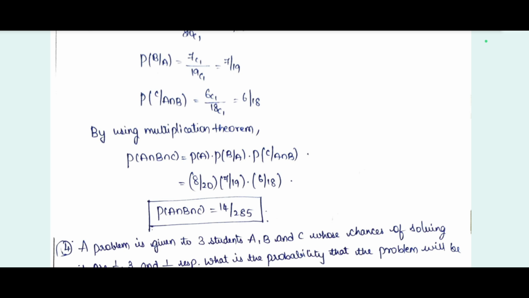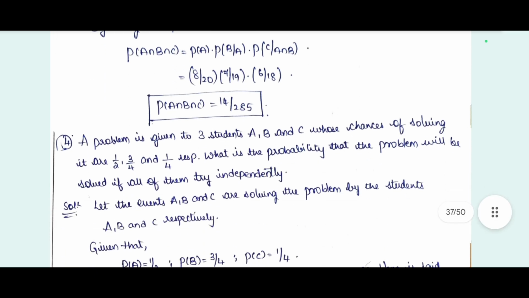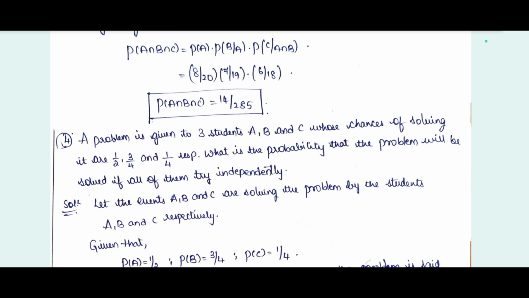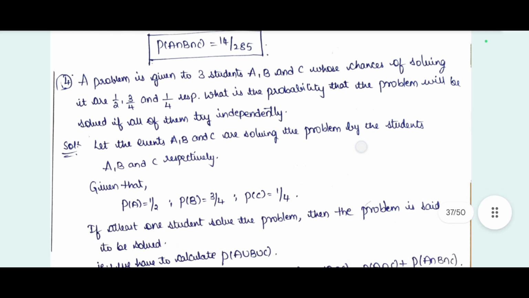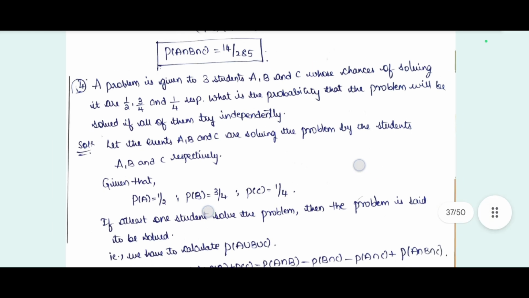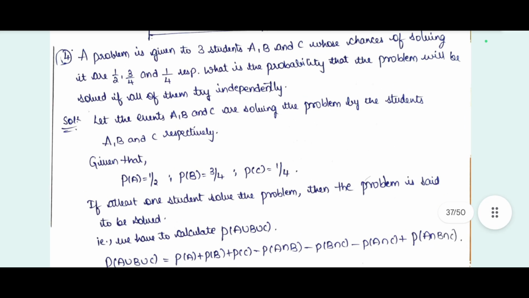Then we have the values: 8 divided by 20 into 7 divided by 19 into 6 divided by 18, so 14 divided by 285. This is how we got these calculations. Next problem will be on this again.